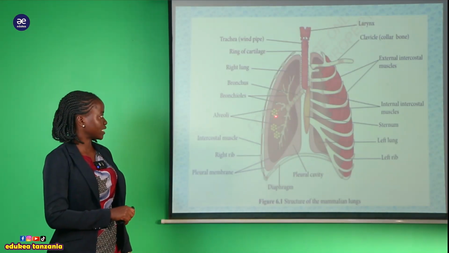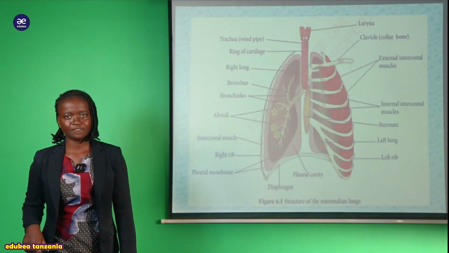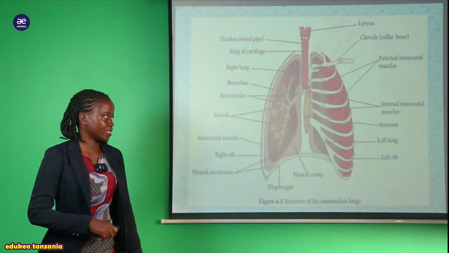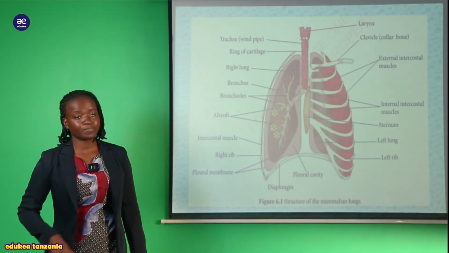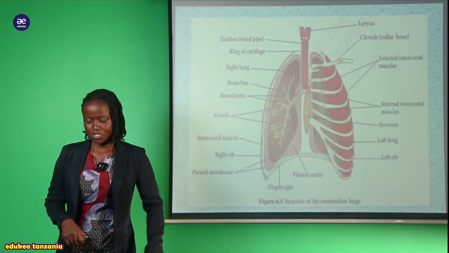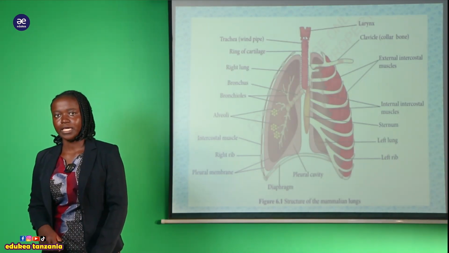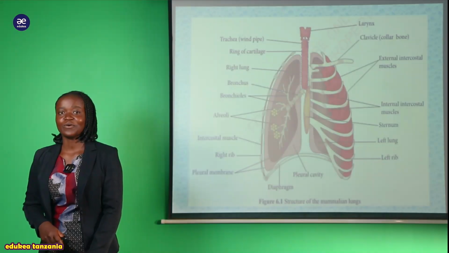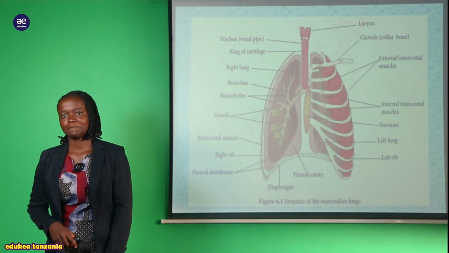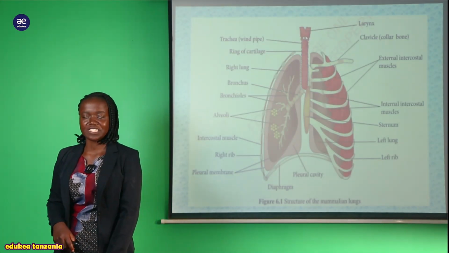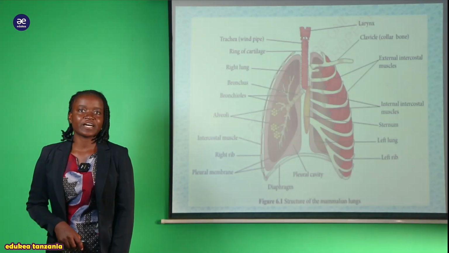This one, they are sac-like structures. They are found at the tip of the bronchioles, ndio ambazo ziko responsible for the gaseous exchange to occur within an animal, an organism, specifically human being. That is a respiratory surface which is found in the human being.